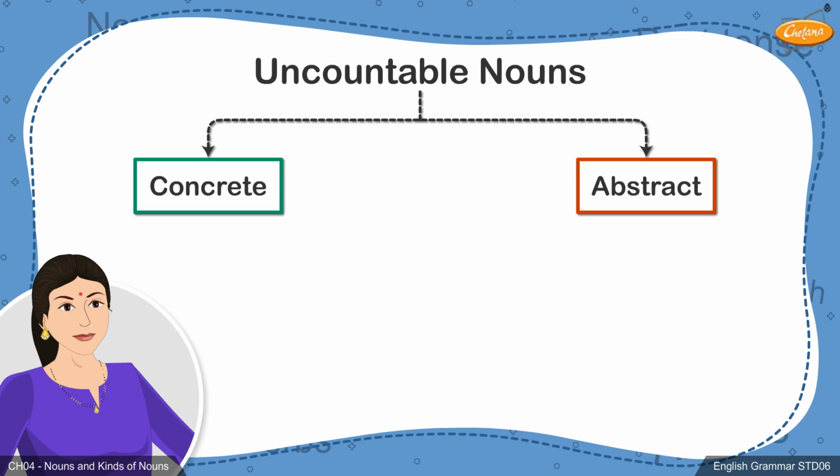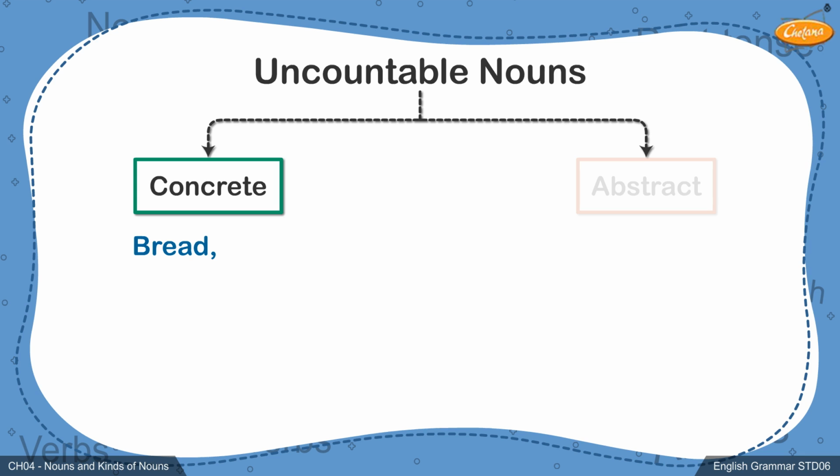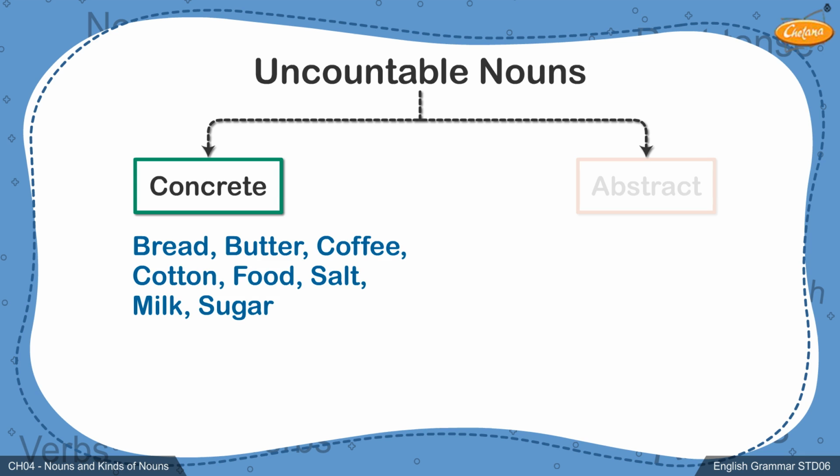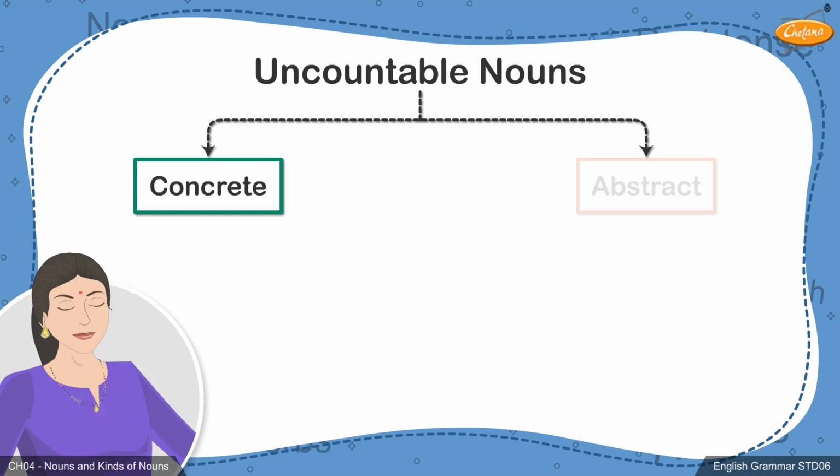Let's consider a few examples of concrete uncountable nouns. Words like bread, butter, coffee, cotton, food, salt, milk, sugar, etc. do not have a specific singular or plural form. Hence, these are concrete uncountable nouns.